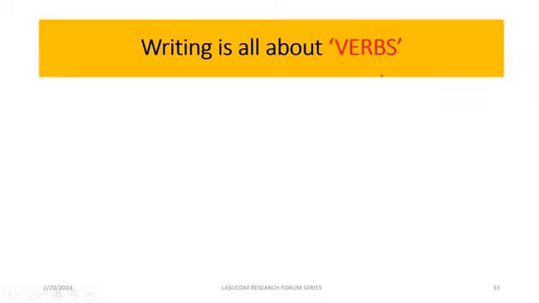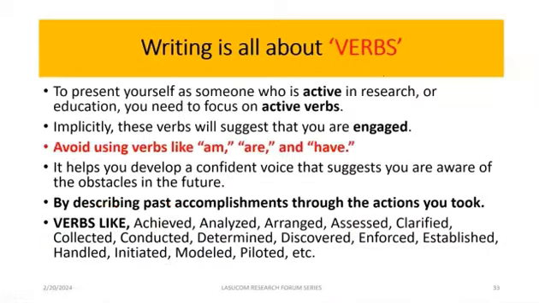Writing is all about verbs. Okay? To present yourself as someone who is active in research or education, you need to focus on active verbs. Implicitly, these verbs will suggest that you are engaged. Avoid verbs like "are." It helps you develop a confident voice that suggests you are aware of the obstacles in the future. By describing past accomplishments through the actions you took, verbs like achieved, analyzed, arranged, and so on, those are the good words that you should be using. They will know that you have done some things before.